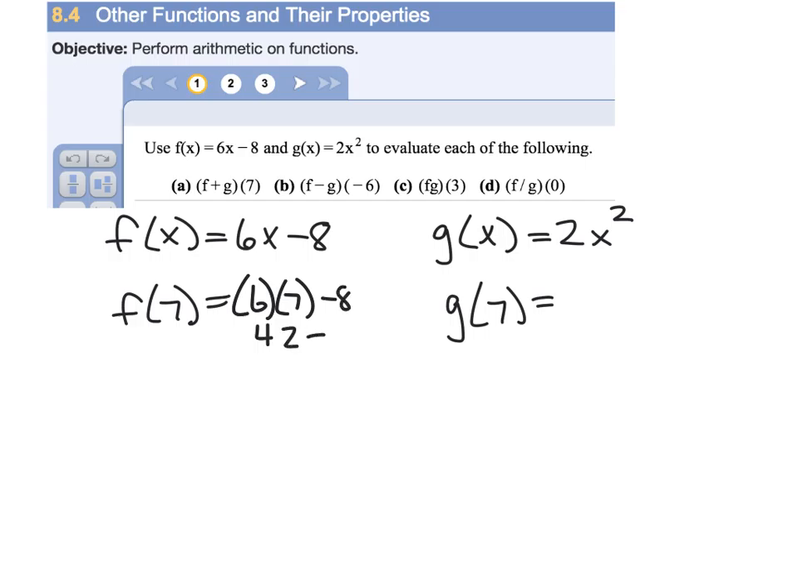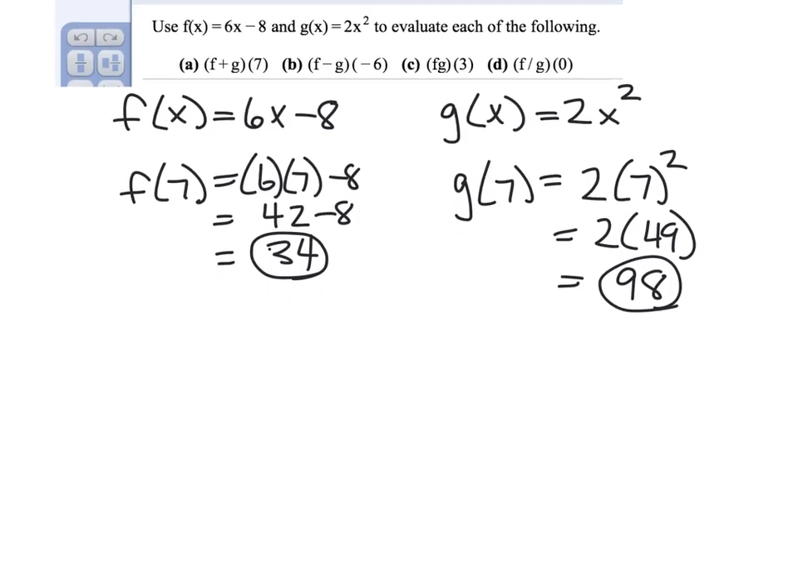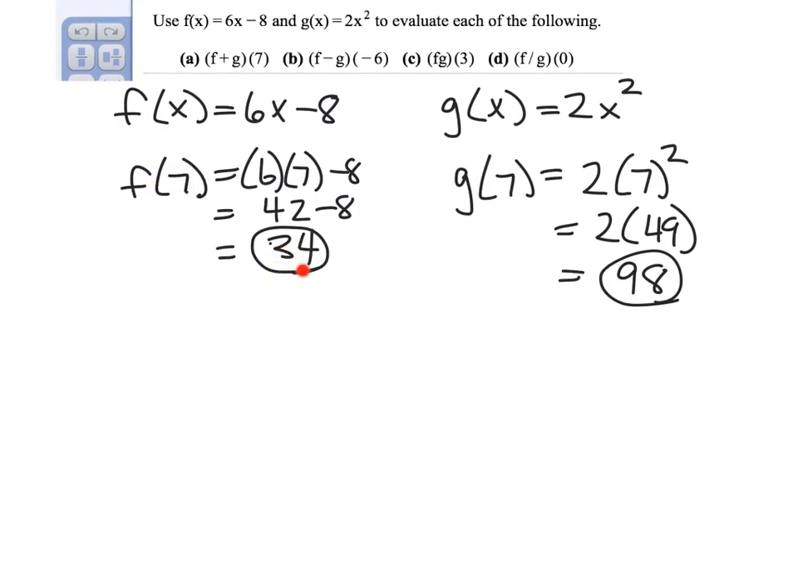So that becomes 42 minus 8, and that becomes 34. And then over here, this becomes 2 times 7 squared. So that's 2 times 49, and that equals 98. All right, so now that you know that f of 7 is 34, and g of 7 is 98, we can now solve this problem.